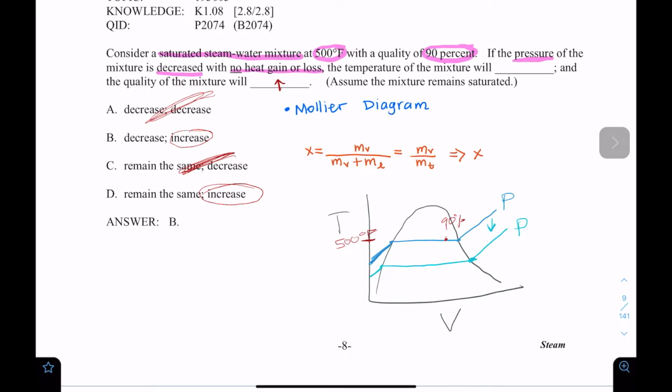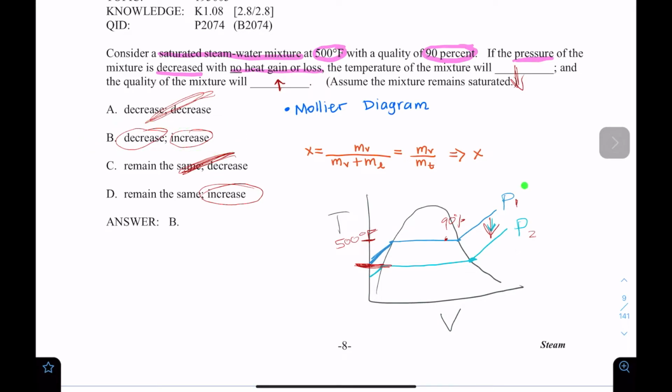But then it's asking me about the temperature of the mixture. So if it's telling me here that I decrease my pressure, what's going to happen to my temperature, right? Pressure 1, pressure 2. I'm decreasing my temperature as well. And I can see it in this diagram here very easily, right? So on this one, my answer is going to be Bravo.